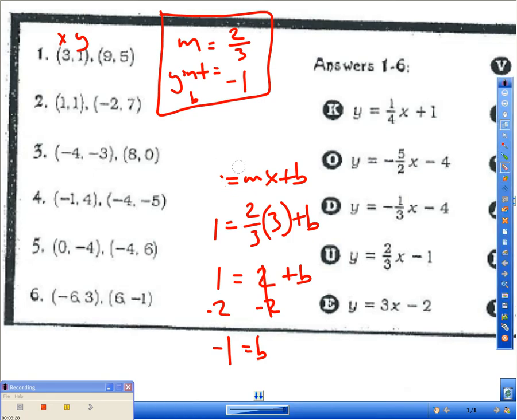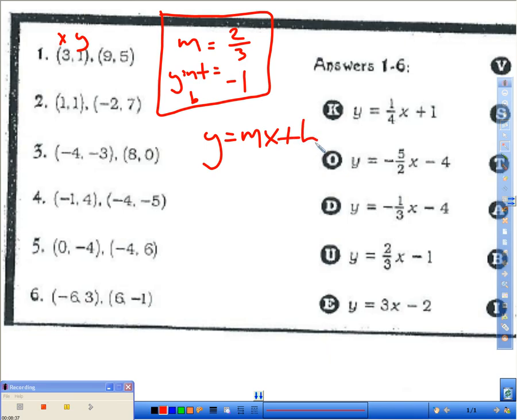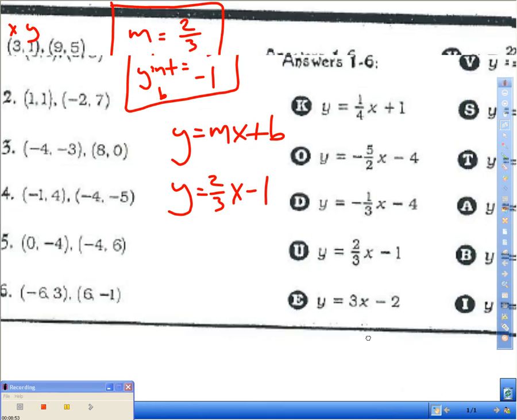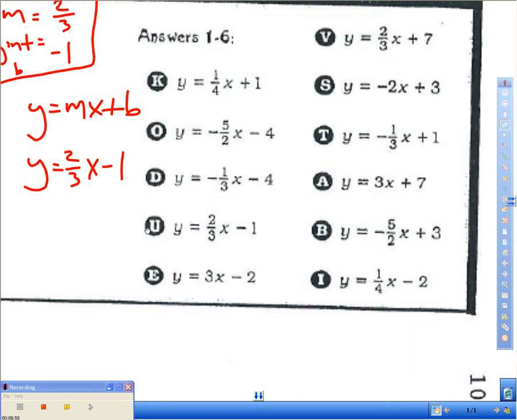Once we get to that point, now we have enough information to write our equation. So just like in the other problems, we want to write our equation in the form y equals mx plus b. Our y is just going to stay y. Our x is just going to stay x. We're going to fill in the slope that we just found of 2/3. And the plus b, well, our b is -1, so we'll write that as -1. So then we'll look over to the right and find y equals 2/3 x minus 1, and that would be located right here for u, so we would do whatever it says to do with that letter.